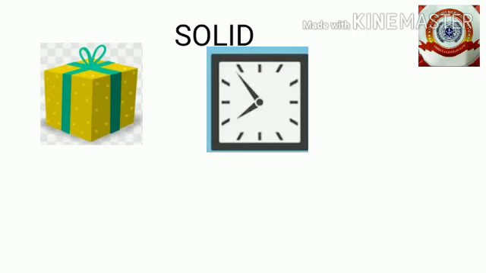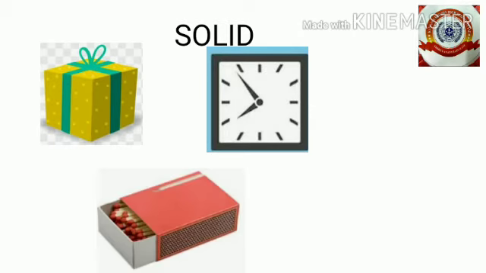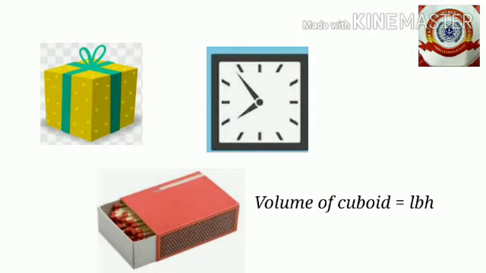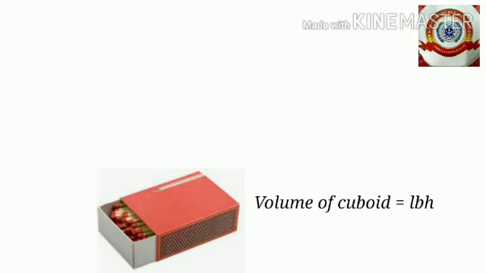The first one is solid. Do solids have a fixed shape? Yes, you are right. It has a fixed shape. So, solids have a fixed shape. Also, they have a fixed volume. That means we can calculate the volume.